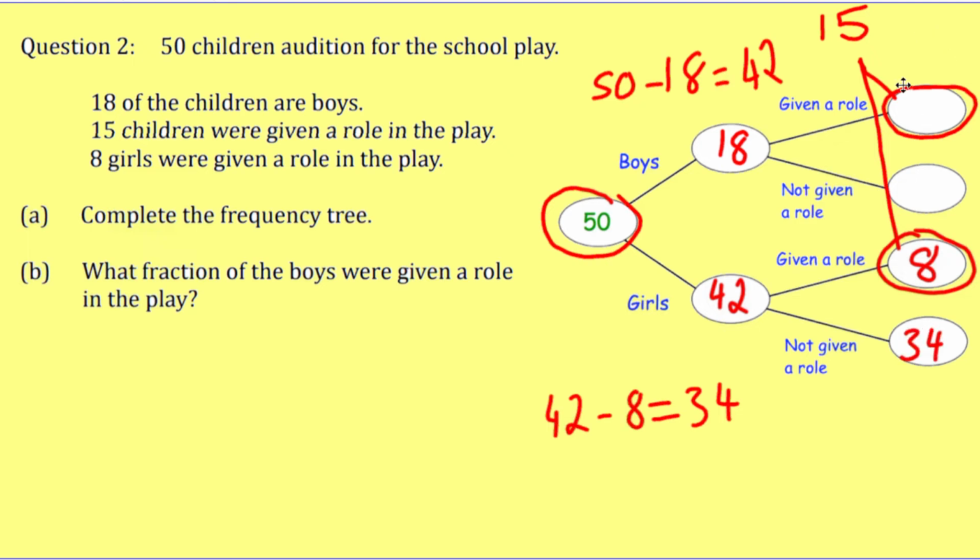And now we know that that's 8, we can do 15 take away 8, which is 7. So in the given a role part. And then 18 take away 7, which is 11. Okay.